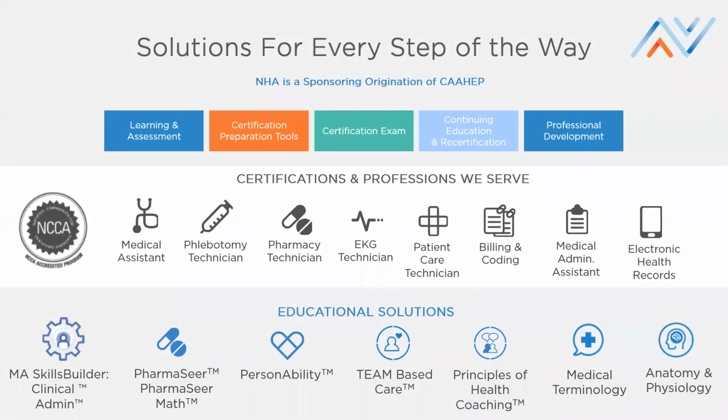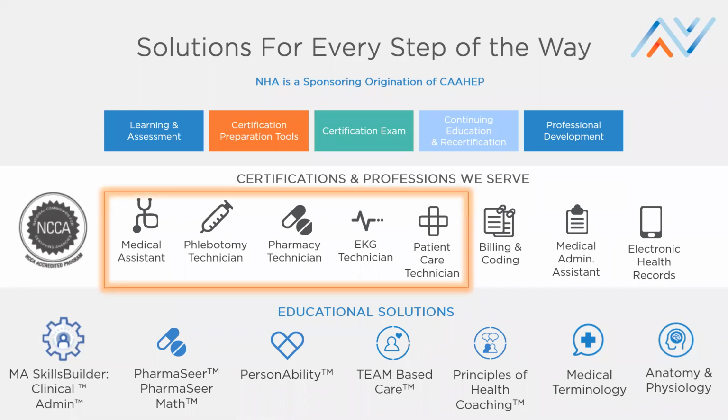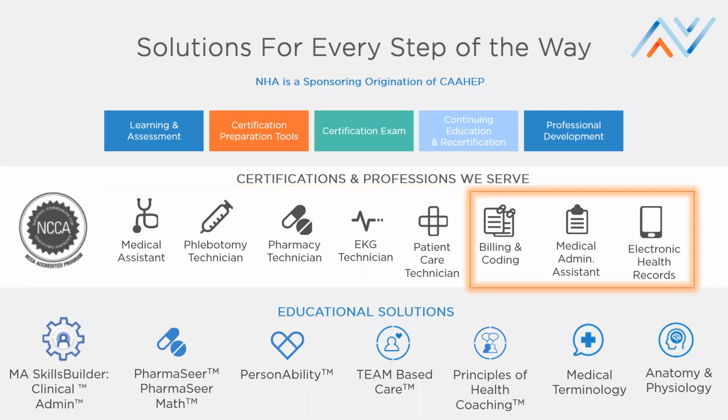Those resources do come in many formats, starting with our nationally accredited certifications. These are broken into two main sections. 5 of our 8 nationally accredited certifications are within the more practitioner side of frontline healthcare. These include medical assistant, phlebotomist, pharmacy technician, EKG, and patient care technician. There are also 3 optional certifications in an administrative capacity. These include billing and coding, administrative assistant, and e-health records.